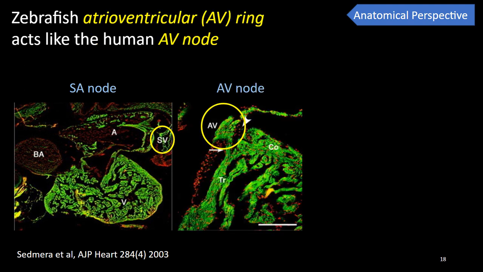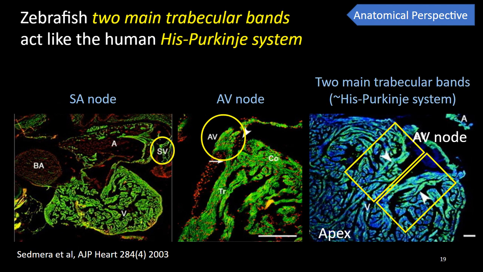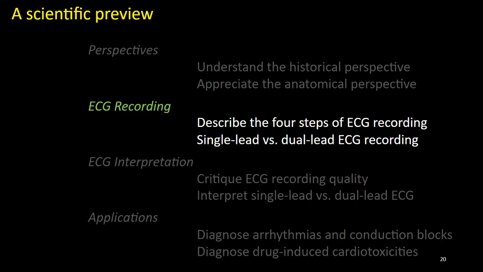Then, the cardiac action potential propagates through the atrium to the atrioventricular ring, or AV ring, which is the functional equivalent of the human AV node. Then the action potential proceeds from the AV node preferentially and rapidly down 2 main trabecular bands in the ventricle to the ventricular apex. Now, these 2 main trabecular bands are the functional equivalents of the His-Purkinje system in humans, because Sedmerer and colleagues cleverly showed that ablation of these 2 trabecular bands results in complete heart block.